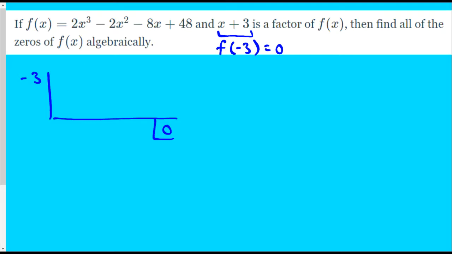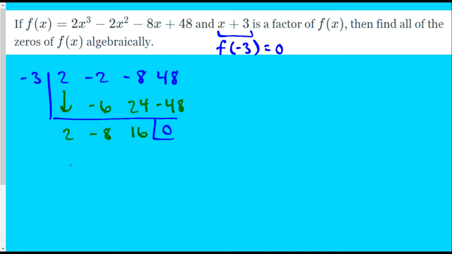So our coefficients, since everything is in order, are 2, negative 2, negative 8, and 48. Okay, so if we go through and do our synthetic division the way it's supposed to be done, copy down that 2. Negative 3 times 2 is negative 6. That's going to give me a negative 8. Negative 3 times negative 8 is going to give me a positive 24. So this is going to give me a 16. And negative 3 times 16 is going to get me a negative 48. So I do have a remainder of 0.